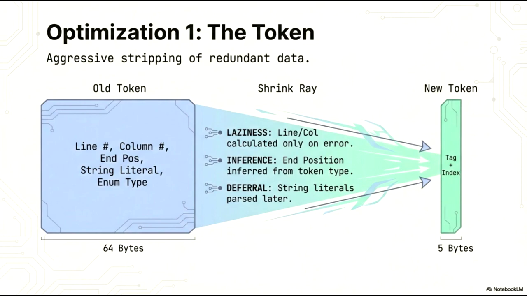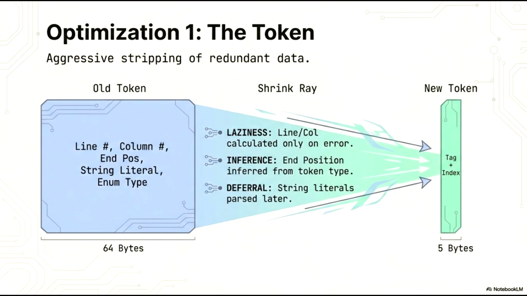First, we introduced laziness. Line and column numbers are no longer stored up front. Instead, they are calculated only if an error occurs. Second, we use inference, where the end position of a token is inferred directly from its type. Finally, we utilize deferral, postponing the parsing of string literals until they are actually needed. The result is our new token, which has been condensed down to just 5 bytes. By storing only a tag and an index, we have achieved a massive reduction in memory overhead while maintaining all necessary functionality.